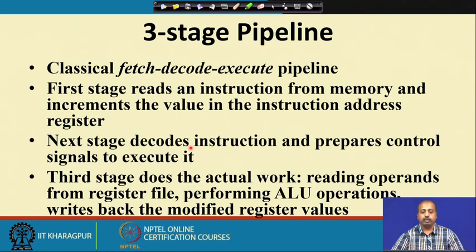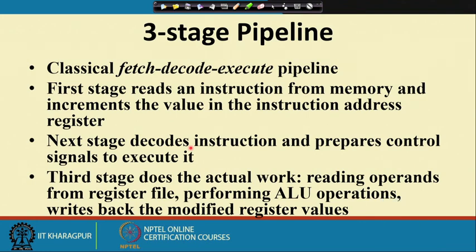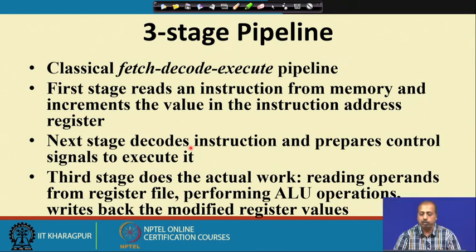First one is the 3 stage pipeline. This is the classical fetch, decode, execute pipeline, the same as other processors like 8085 and 8051, which all do this fetch, decode, execute pipeline. The first stage is the fetch stage. It is responsible for reading content from the memory. It reads the instruction from the memory and increments the program counter, or instruction address register, so that it can point to the next instruction.